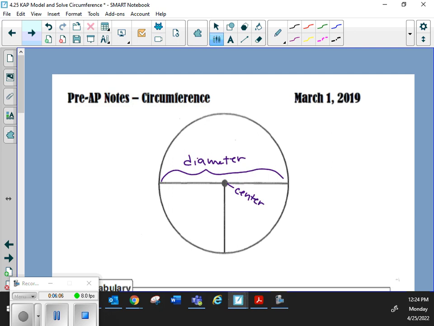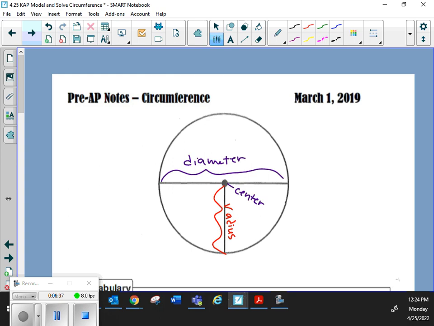Let's go ahead and label the center. It's a very technical word, center. This is the center. That distance from the center to the outside is called the radius. So, real quick, pausing and reflecting. What do you notice about the diameter and the radius? What's the relationship between those two? Maya, what do you notice? Radius is half the length of the diameter.